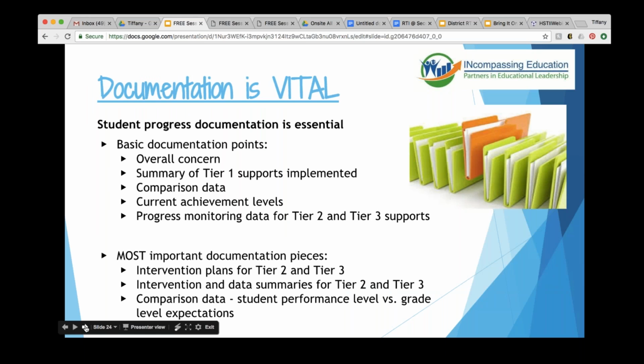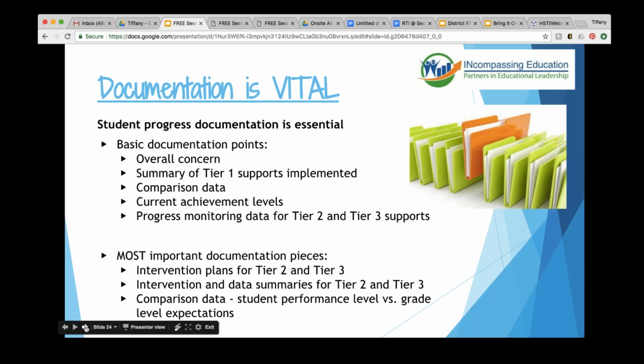And that documentation piece is huge. Your basic documentation points are going to include your overall concern, and a summary of those Tier 1 supports that you have implemented during that general ed common core instruction that every kid is receiving. You also want to include some comparison data. This is where that student who is struggling is in comparison to their grade level peers. Their current achievement levels versus the grade level expectation is going to help paint the picture of the deficit that exists for that particular kiddo.